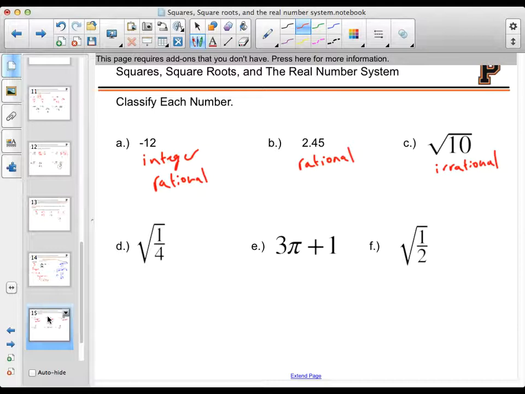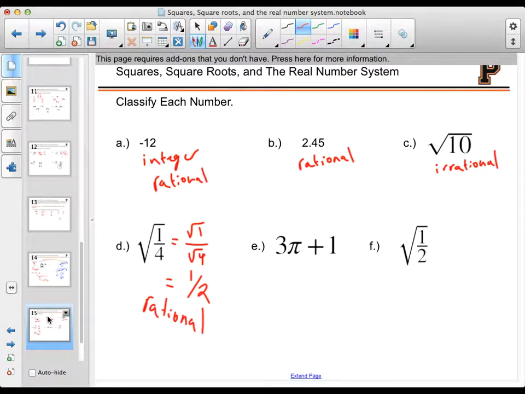Square root of a fourth. If we can simplify it down to something rational, then we know it is rational. Square root of 1 over square root of 4. Well, both of those numbers are perfect square numbers. This is 1 over 2, which is rational. So that's its classification.